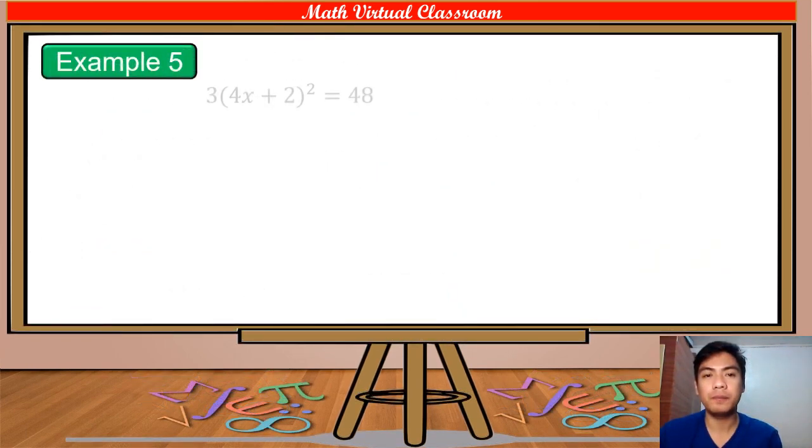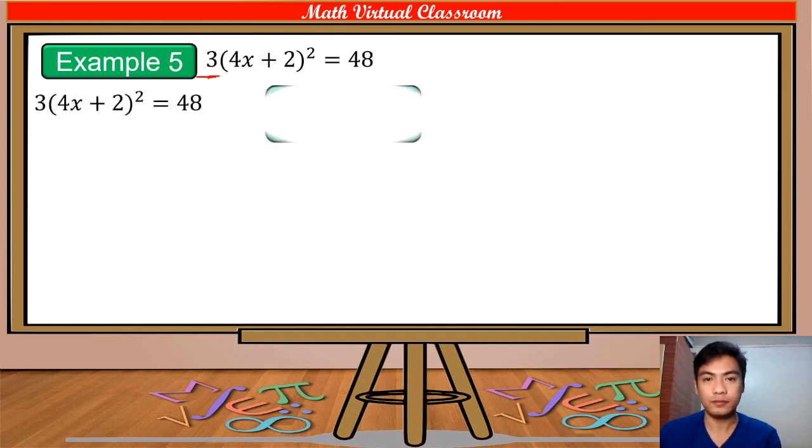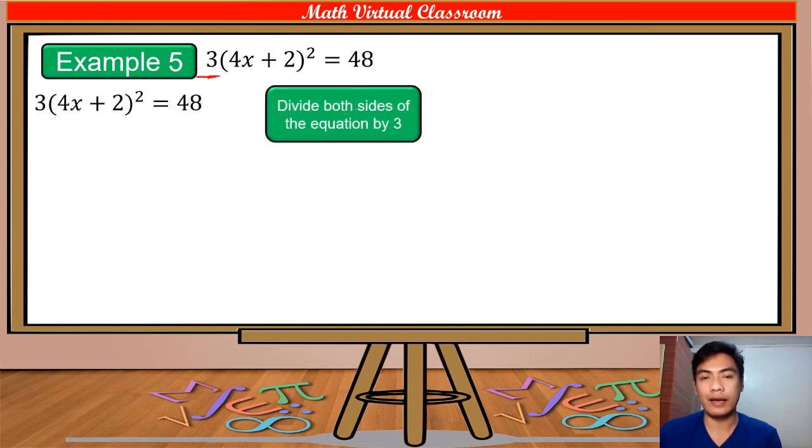Example number 5. 3 multiplied to quantity 4x plus 2 squared equals 48. I want you to notice that you have here 3. So let us first make this 1. How are we going to do that? We are going to divide both sides of the equation by 3. So that is 3 divided by 3 and 48 divided by 3.